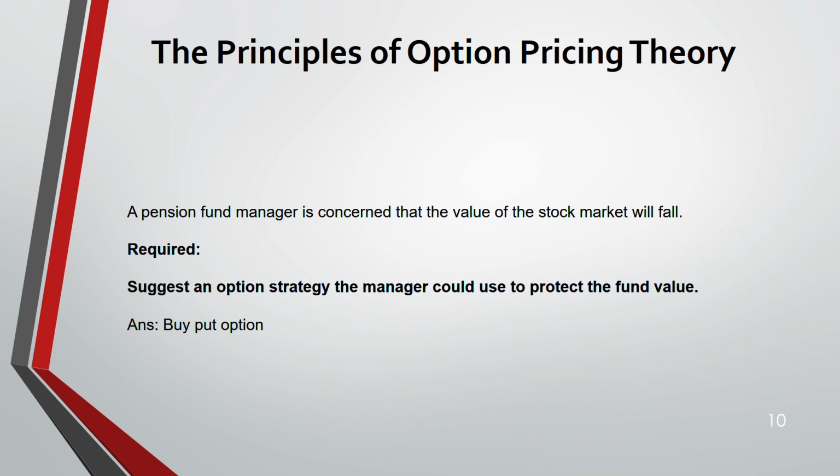You want to buy at a low price. Opposite for a put option. When the market falls, you do not want it to fall so far that you have to sell at a low price. You want to sell at a higher price. So a put option is to protect.